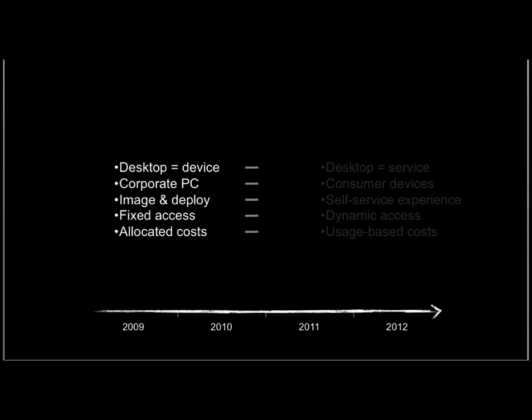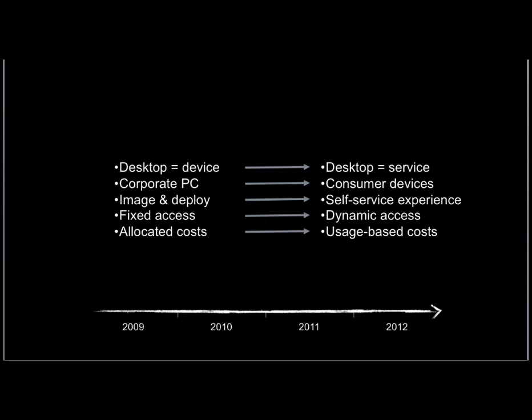And in the future, we see more desktops delivered as a device, as a service. Less management of the endpoint devices, allowing consumers and end users to choose their devices and increase self-service experience. Ultimately, this will decrease the allocated cost required and really switch and make it into a more usage-based cost model.